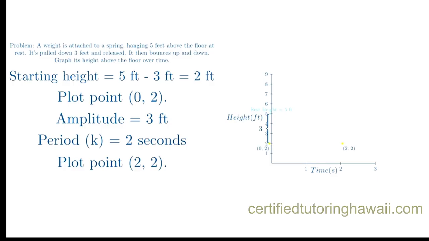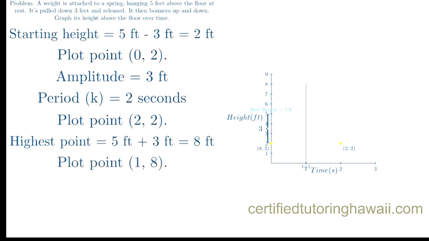We now have 2 low points, the start at (0, 2) and the end of the first cycle at (2, 2). This means the cycle must reach its highest point halfway in between them, at t equals 1 second. Since the amplitude is 3, the highest point is 5 feet plus 3 feet, which is 8 feet. So we can plot the point (1, 8) and sketch the first complete cycle of the spring's oscillation. So, just from a verbal description, we've successfully constructed the graph of one cycle of this periodic relationship.